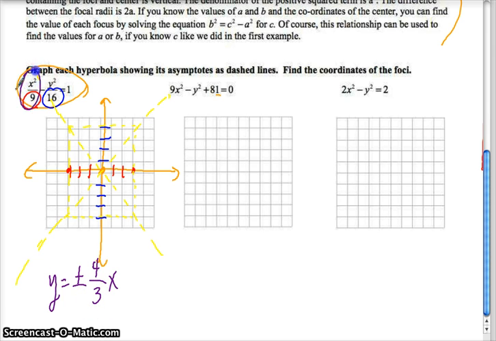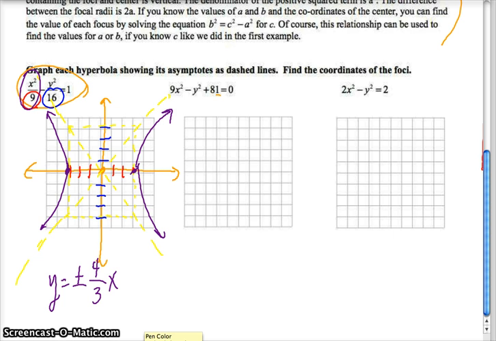Because the x squared quantity is first, that means my vertices go here and here. So I just make a horizontal hyperbola and it opens right and left. And there we have it. We're done. Nothing else to do.